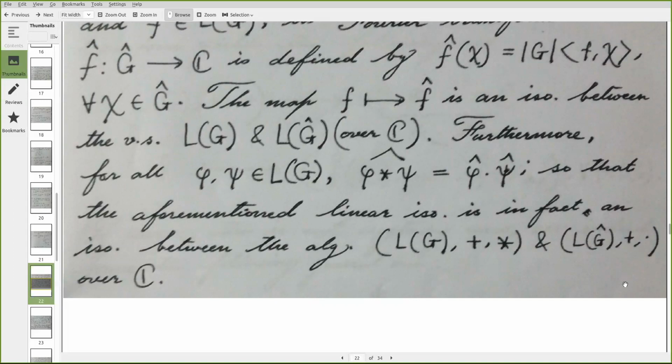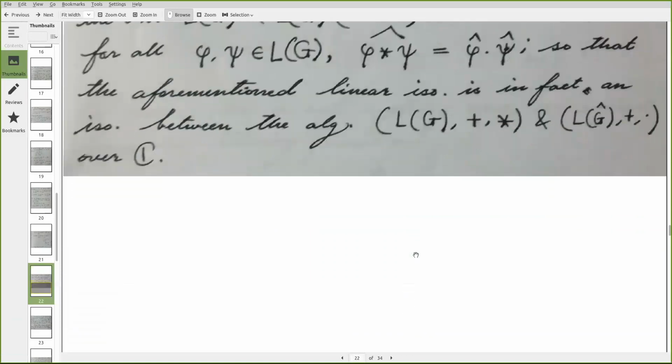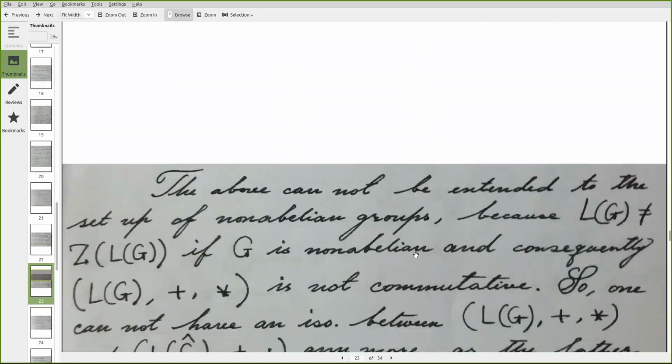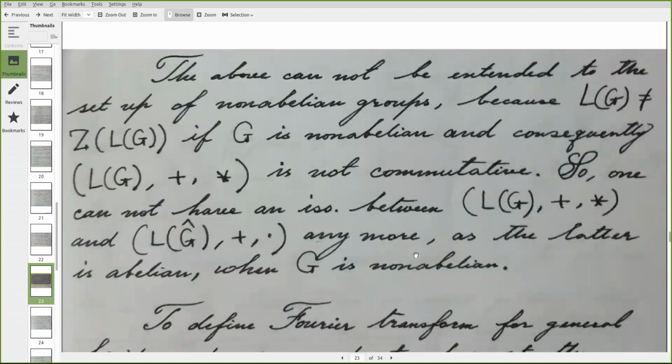So it's not quite unnatural to expect that we might be able to extend all these even when G is non-abelian. But unfortunately, this is not the case. We have a serious problem. In fact, we can never have it because of the following. If G is non-abelian, then there are functions defined over G which are not class functions. So thus LG is not ZLG.